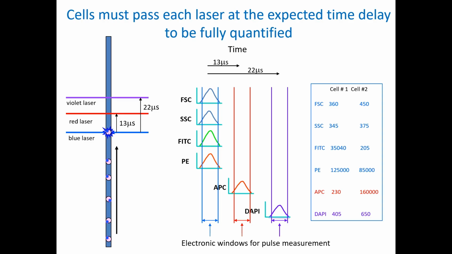The electronics are set to measure those pulses at windows of time dependent on the expected laser delay, and then it will correlate the measurements for all of the fluorescent emission from all of the lasers for each cell, and it will save that in the data file.